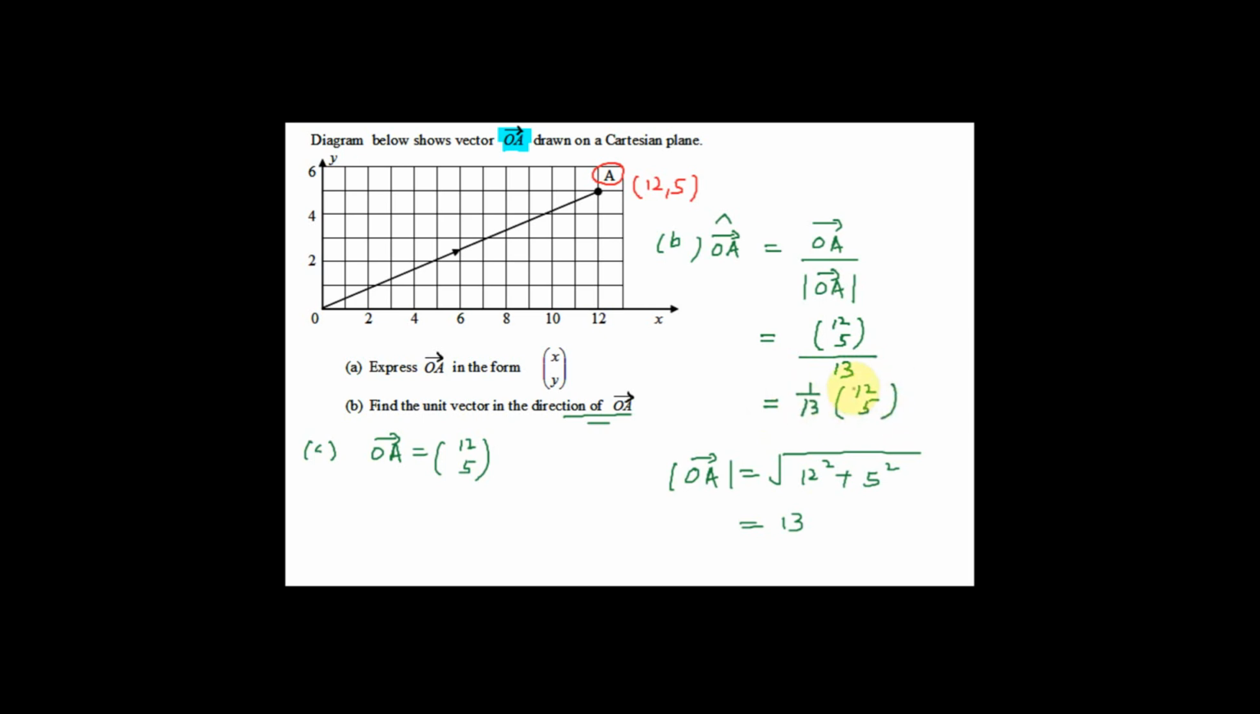Some students will find this form a bit confusing because in this question, you are asked to express OA in terms of xy.